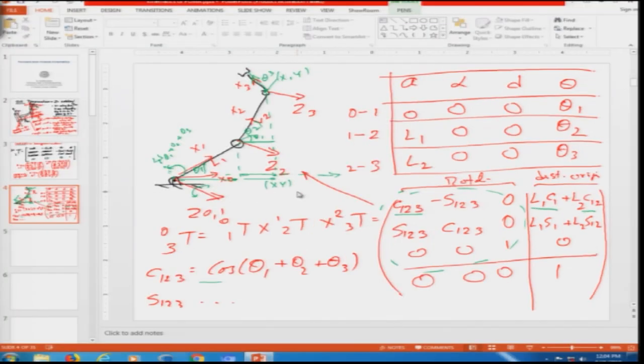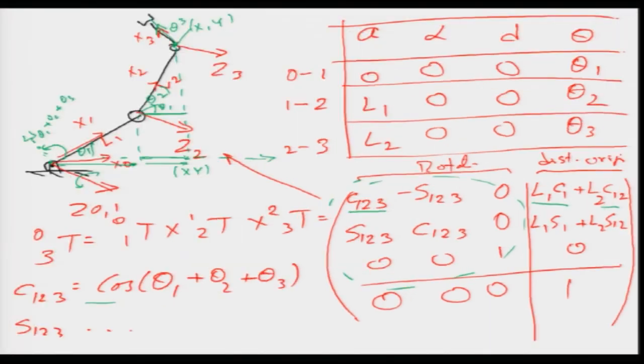So the distance by which the third origin has moved with respect to the 0 origin is, in the x direction, this much and this much, and in the y direction, this much and this much. So how much is this? This is equal to L1 sin theta 1, and this is equal to L2 sin(theta 1 plus theta 2), which is given here. So just by looking at the manipulator structure, we can very easily write down the final transformation matrix.